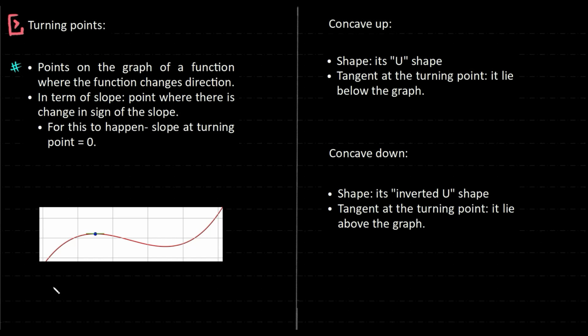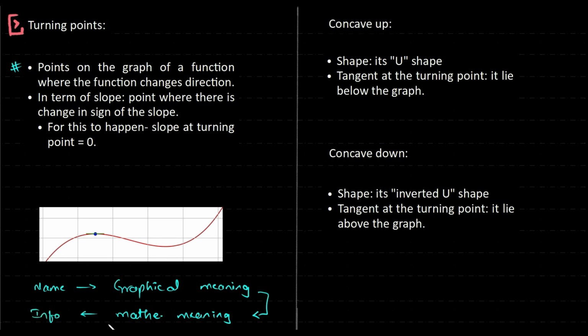In the next set of videos, we're looking at a few names that are associated with the graph. The graphical meaning of this is the basic agenda actually. And out of this graphical meaning, we're going to derive the mathematical as well. And at the end of it, we will look into the information that it can give. So this is the agenda for the next set of videos.